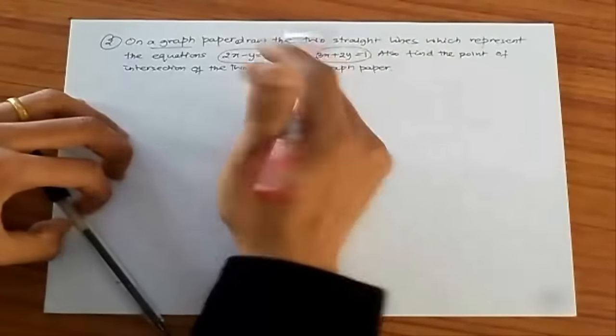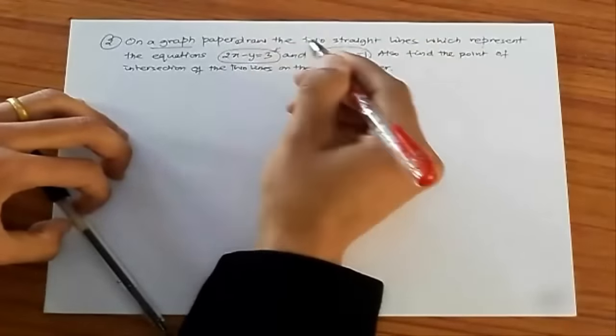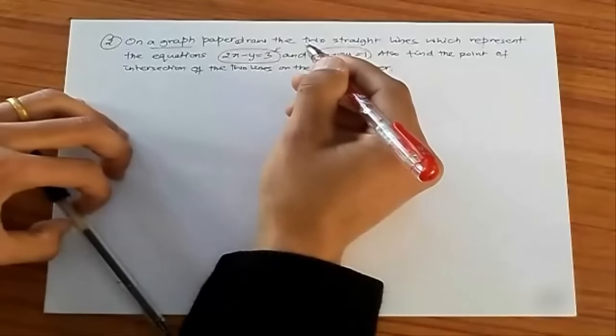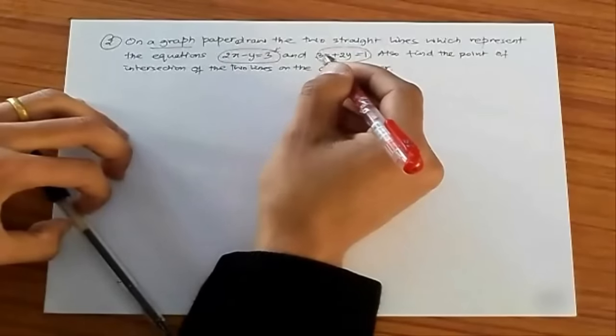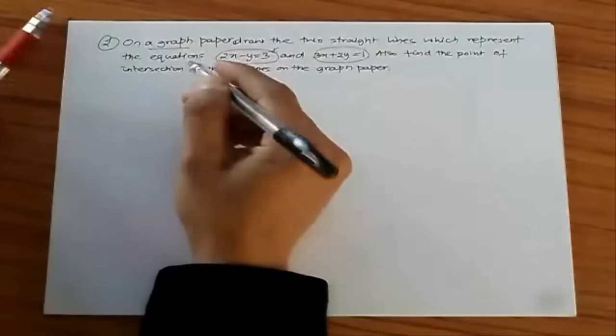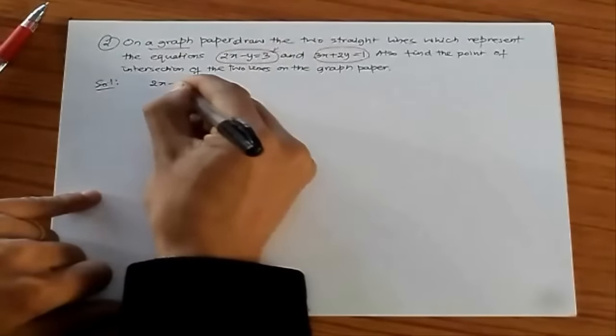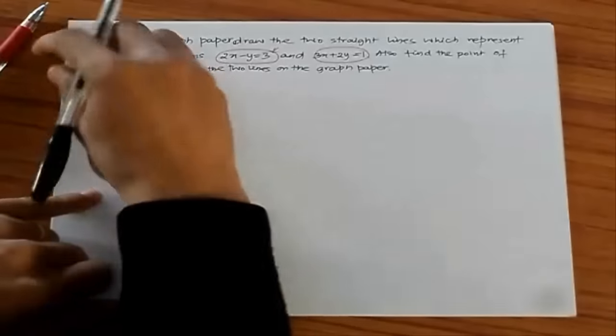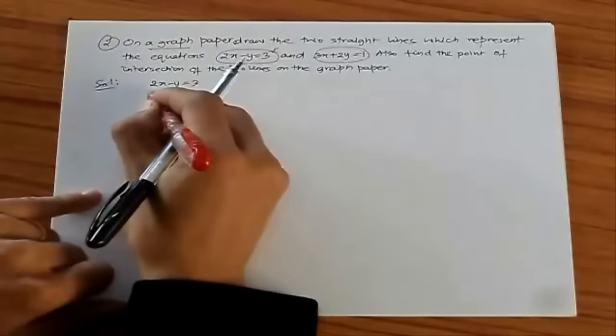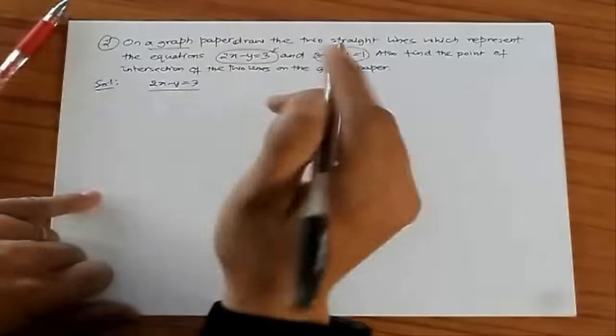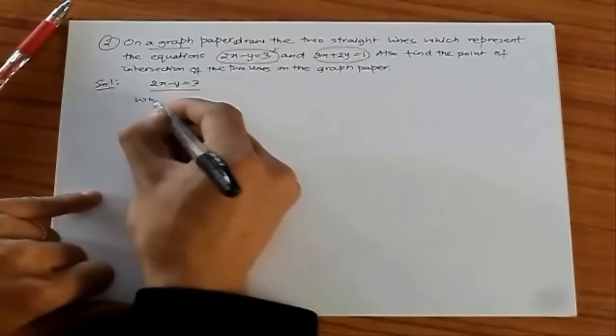First we are going to plot. So in order to plot a graph we have to find two solutions for each graph, right? Okay, so let's take this equation, 2x minus y equals 3. So now for this particular equation we have to find two solutions, right? So how do we find a solution?